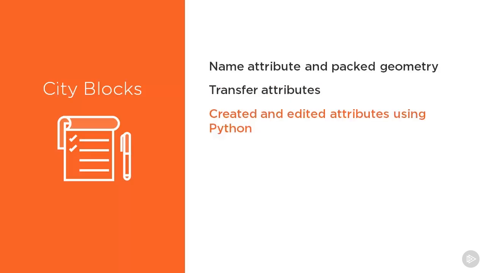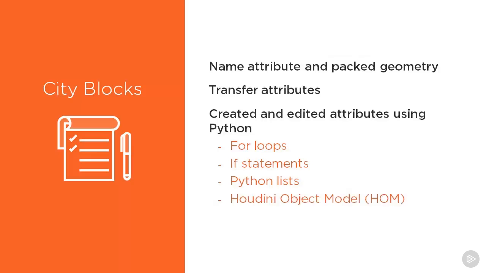We created and edited attributes using Python, and we used for loops and if statements aided by using a Python list to filter out the geometry that we wanted to adjust. We have used a number of functions from the Houdini object model to achieve our results.